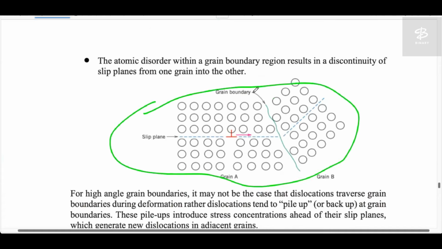See, this is the grain boundary, right? This is the grain boundary. Okay, but you can say this is a slip plane. The movement of your dislocation is moving in this way. How? As you can see here, this is your dislocation.